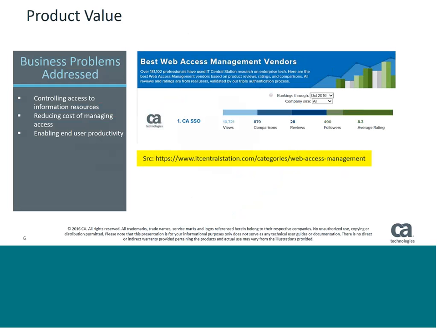The product value in aggregate is really about addressing these business problems: controlling access to information resources, reducing the cost of managing access, and enabling end-user productivity. The combination of those things has been essential to the product going back over a long period of time, and they continue to be that way.